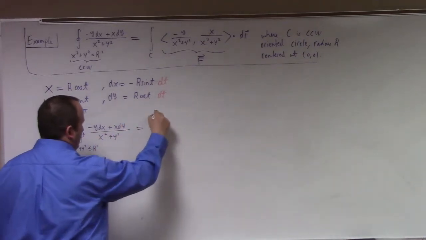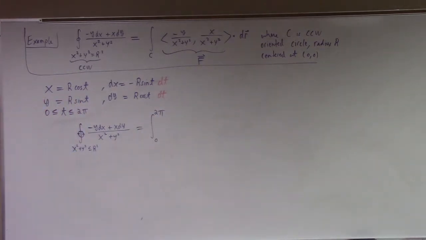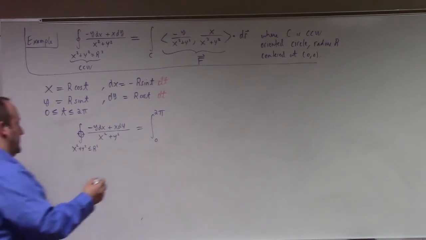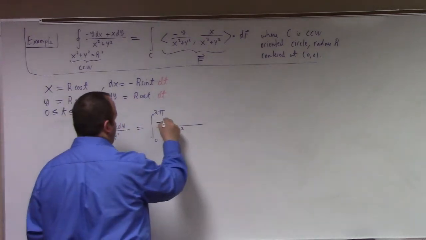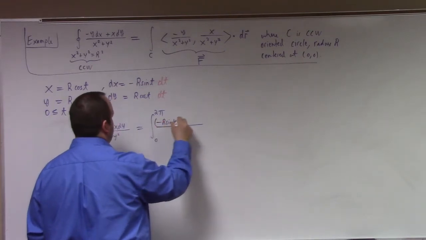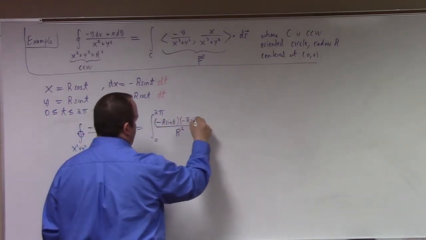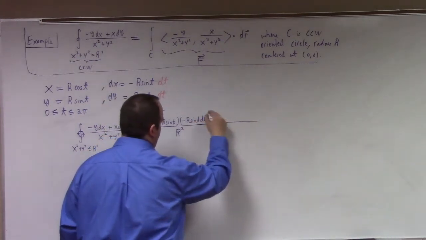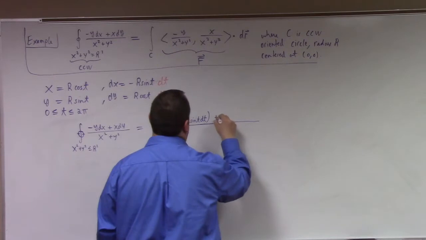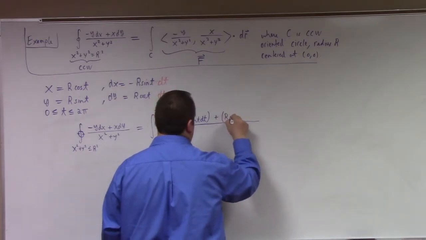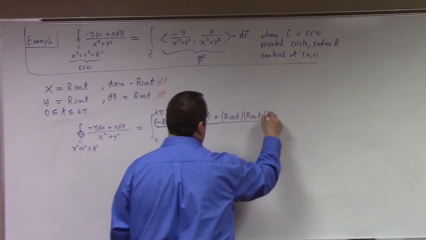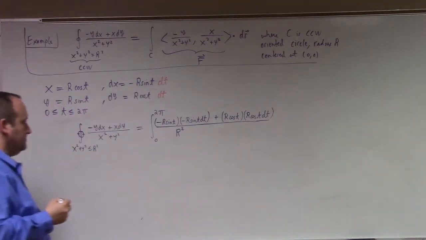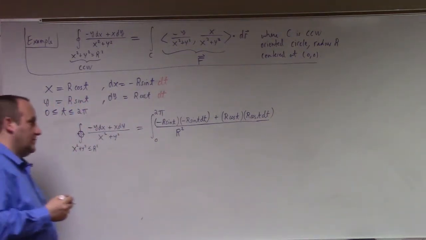So this would be the integral from 0 to 2 pi. What's x squared plus y squared? R squared, right? What's my minus y? It's minus r sine t, right? What's my dx? Minus r sine t dt, yeah? And then what's my plus x, which is what? R cosine t. What's my dy? My dy is r cosine t dt.